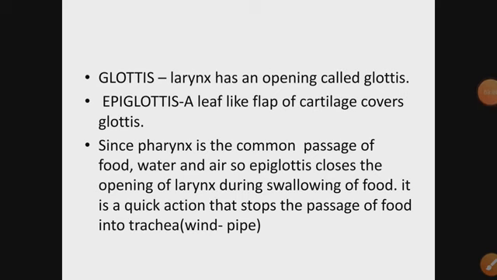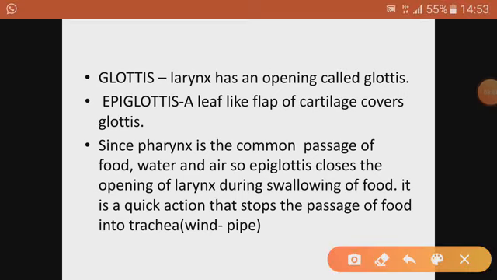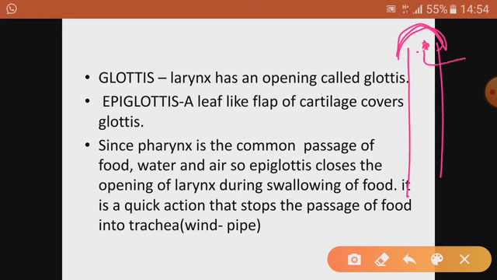The larynx has a hole or an opening which is known as the glottis, like this. This glottis has a cover over it which is called the epiglottis, a leaf-like, flap-like cartilage cover. So whenever we are swallowing the food, that flap covers this hole, that is the glottis. You must have observed that when you swallow the food, you can't breathe, because for that time being the epiglottis covers the glottis.